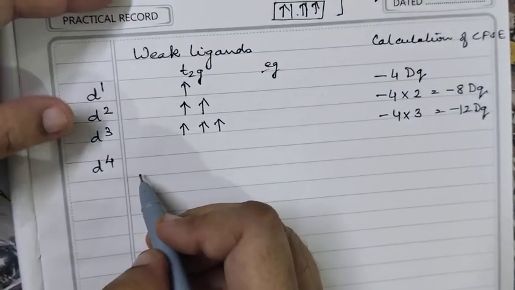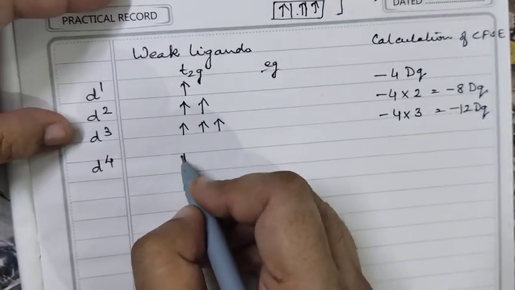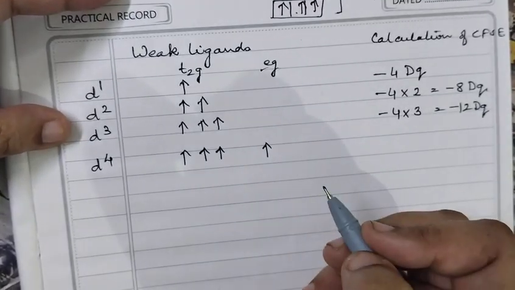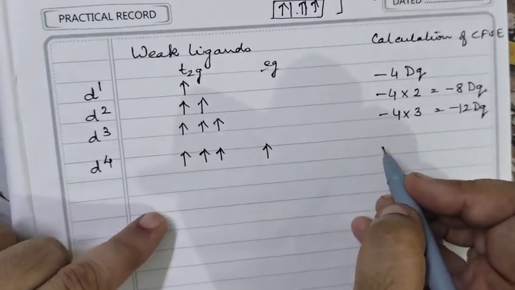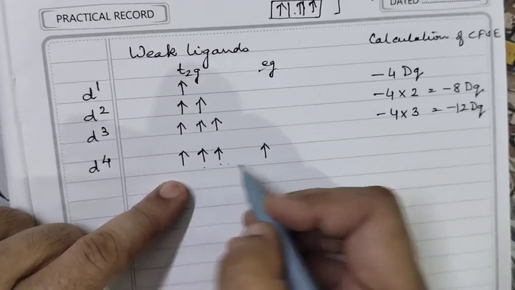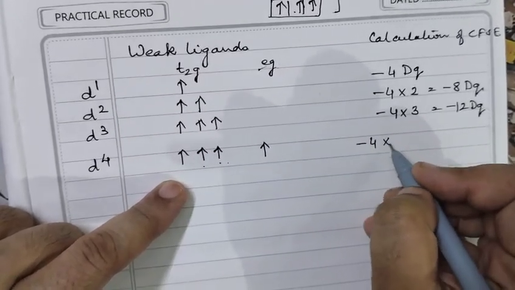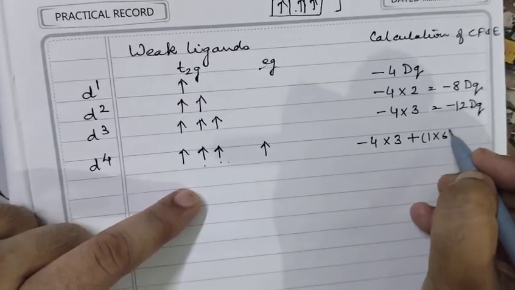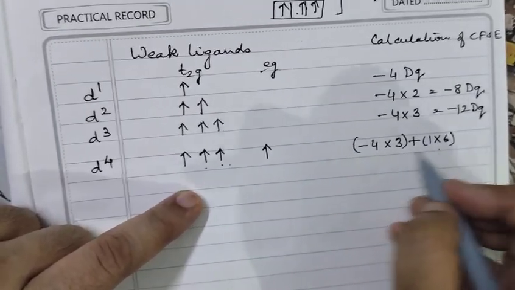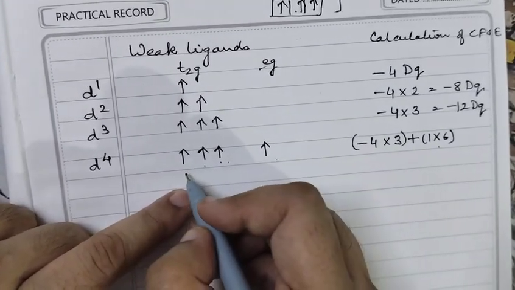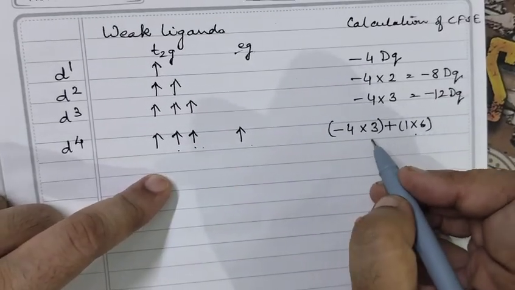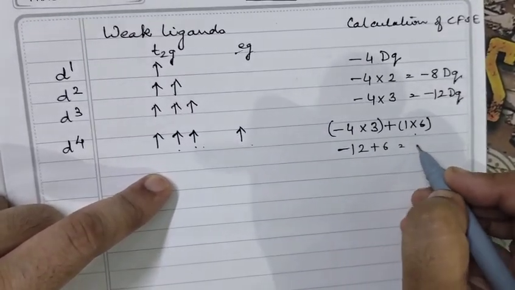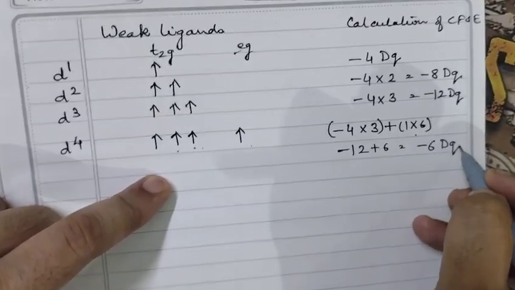So when we have to fill the fourth electron, we will not do pairing. We will bring this fourth electron in EG. And the calculation will be, here we have 3 electrons, so minus 4 into 3, plus we have 1 for 6, plus 6 for EG, minus 4 for T2G.